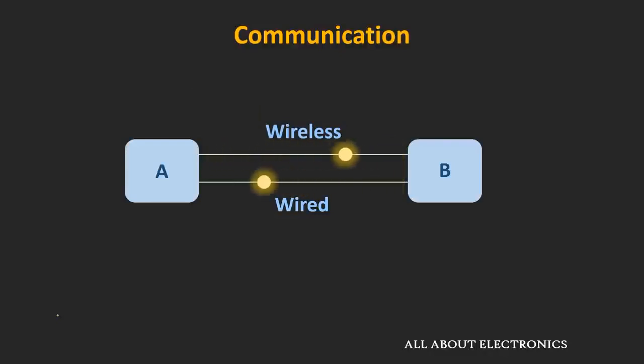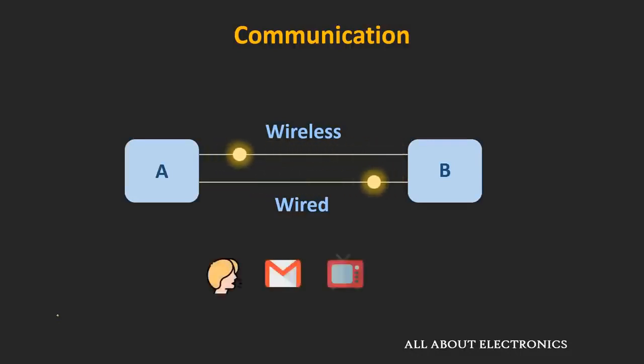So in a broad sense, communication is an exchange of information, either wired or wirelessly, between two points which are far away from each other. This information could be a voice signal, or email, or even the television signal. But here, let us take the example of the voice signal.